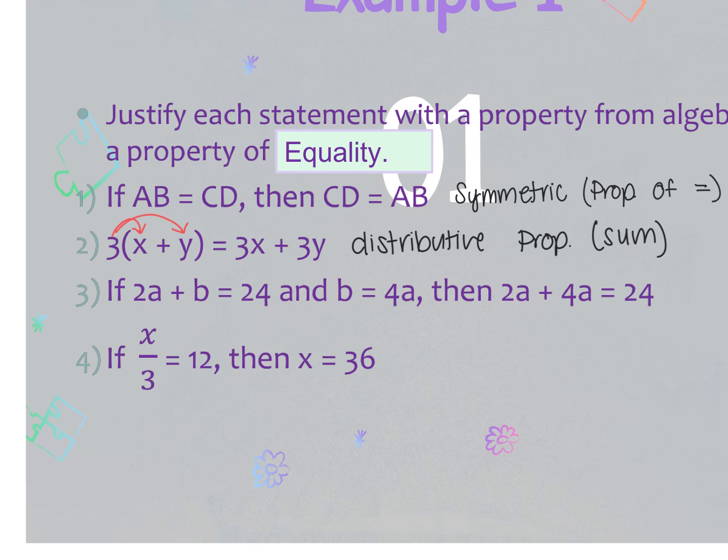All right, looking at number 3, before you answer, look at it. It says, if 2a plus b equals 24 and b equals 4a, then 2a plus 4a equals 24. What is happening here? A lot of people just look at it and assume that it's transitive. It is not transitive. What would this one be? Substitution. Good. All you're doing is substituting your b for your 4a, and then you're just plugging in that 4a. This is substitution property.